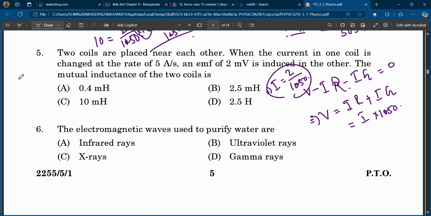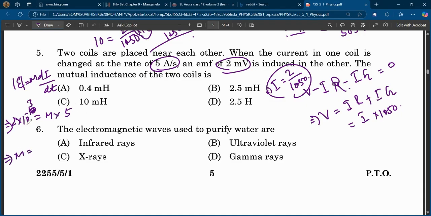EMF is equal to M di by dt, right? Where M is, minus M actually, I take the magnitude, M di by dt, where M is the mutual inductance. di by dt is given as 5 ampere per second. EMF is given as 2 millivolt. So the mutual inductance is, this is as easy as it can get. 2 into 10 to the minus 3 is equal to M into di by dt, which is 5. So M is equal to 2 by 5, that is 0.4 into 10 to the minus 3. So 4 into 10 to the minus 4.